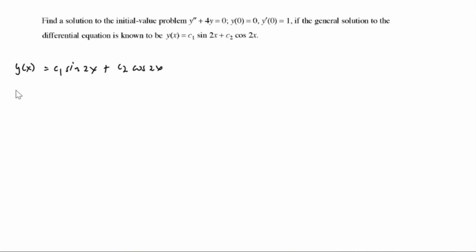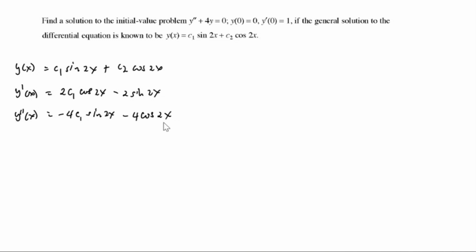So the derivative of that will be y prime of x is equal to 2 c sub 1 of cosine 2x minus, because the derivative of cosine is negative sine, so we have now negative 2 c sub 2 sine of 2x. Now taking the second derivative, the derivative of cosine is negative sine, so negative 2 times the derivative of 2x is 2, so therefore negative 4 c sub 1 of sine 2x minus the derivative of 2 sine 2x equals 4 c sub 2 cosine of 2x.